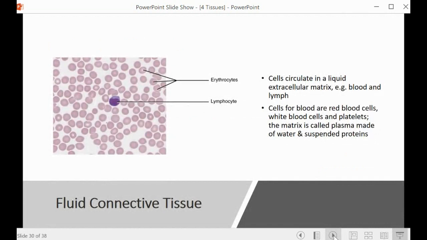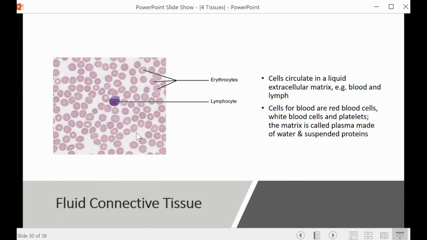Okay. This is fluid connective tissue. Fluid connective tissue is going to be our blood, right? So we're going to have the cells circulating in that liquid extracellular matrix, okay? And also our lymph does that. We have red blood cells, white blood cells, and platelets. The matrix is called plasma, and our plasma is made up of water and some suspended proteins.